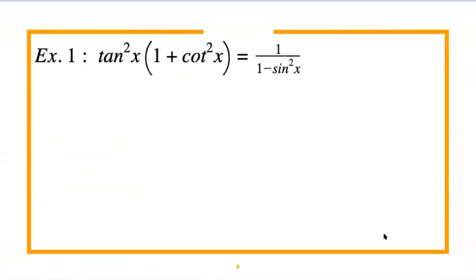All right, we've got example 1 here. We have tangent squared times 1 plus cotangent squared equals 1 over 1 minus sine squared theta, or x. So, give me some ideas. What might we want to try?